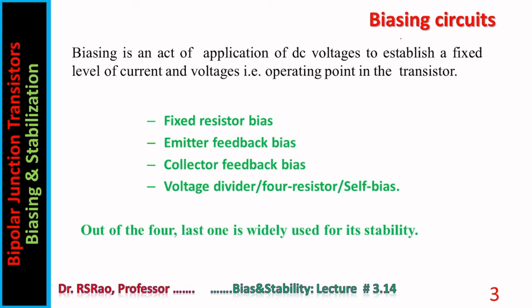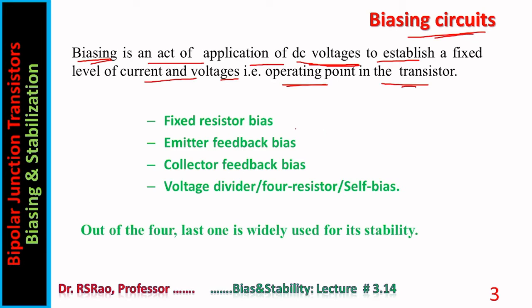After having some understanding regarding the operating point, now we move to biasing circuits. Biasing is an act of application of DC voltages to establish a fixed level of current and voltages. This level is called the operating point. So to establish the operating point in the transistor, biasing is used. It is a circuit technique. In this technique, one or two DC voltage sources are used along with a resistive network.